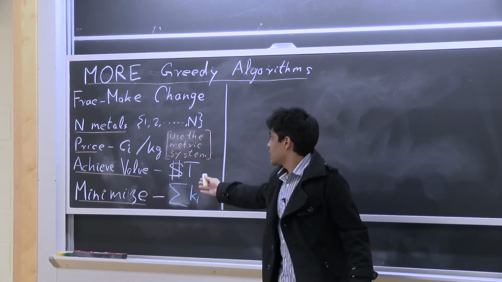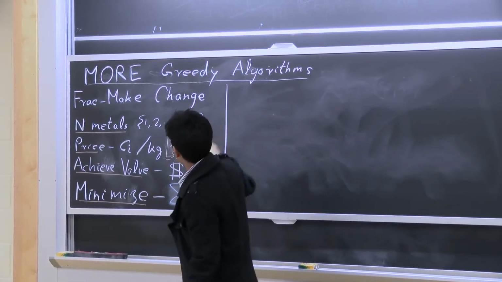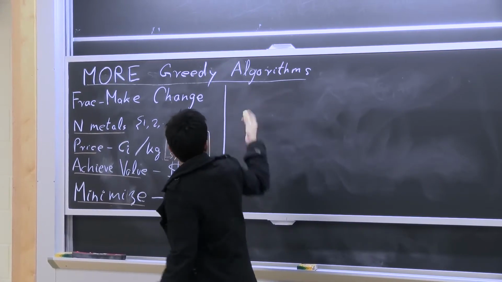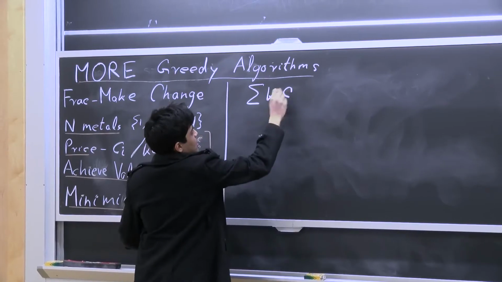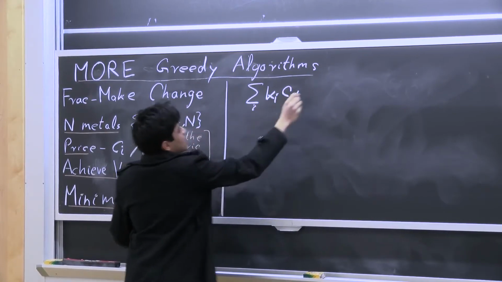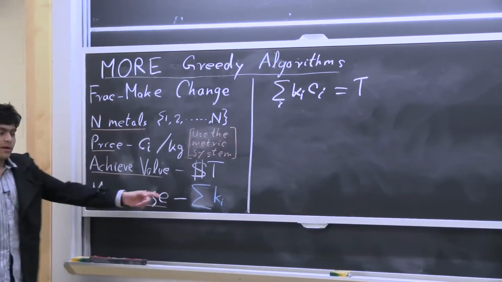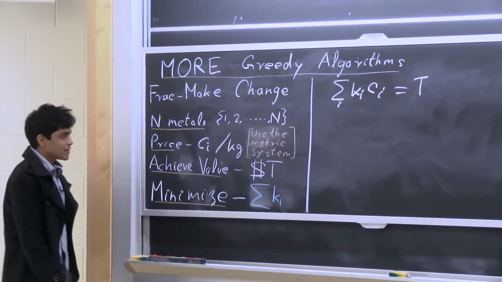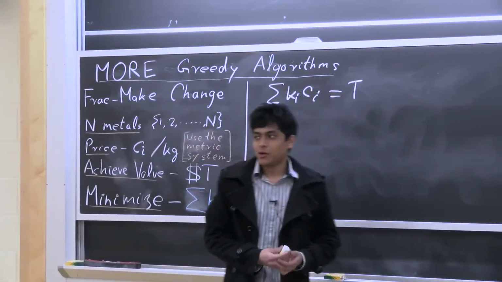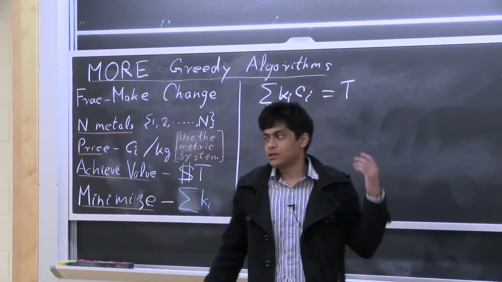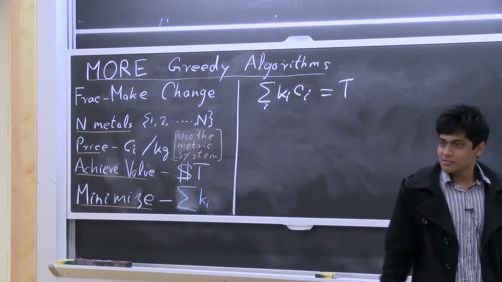So you're taking Ki of metal i, and you have to ensure that the summation of Ki Ci over all i is equal to T. And in doing so, you want to minimize the summation over all Ki. Does that make sense? You have a bunch of metals, some of them more expensive than others, and you want to measure them out and give someone a certain fixed value. Does anyone have any ideas how to do this?